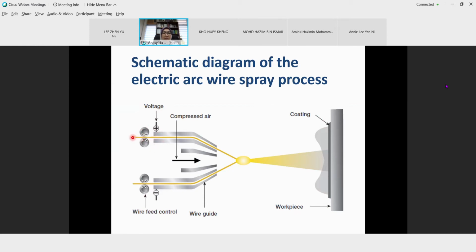In this, we are feeding the stock using a wire. So this is the coating that we deposit on the workpiece or your substrate. Definitely you require a gas so that this gas will accelerate the molten atoms to the coating. If you don't have gas, there is no power or pressure to accelerate the droplets of your molten material to the substrate.